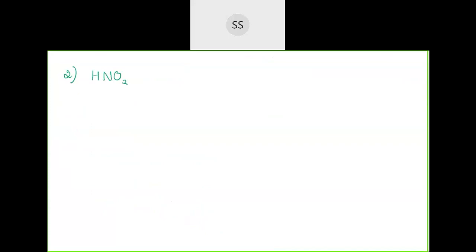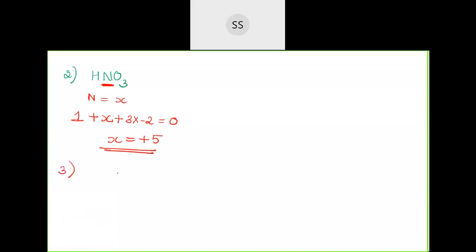HNO3. In HNO3 you need to find out the oxidation state of nitrogen. How much will it be? Assume nitrogen as X, so hydrogen is 1, plus nitrogen, only one nitrogen is there, so plus X, and then plus how many oxygens we have? 3, so 3 into -2. There is no charge for the compound, so equal to 0. So it will be -6 plus 1, -5, which you can take to the other side, so +5. Very good. So +5 is the oxidation state.